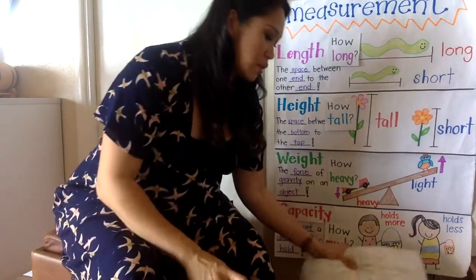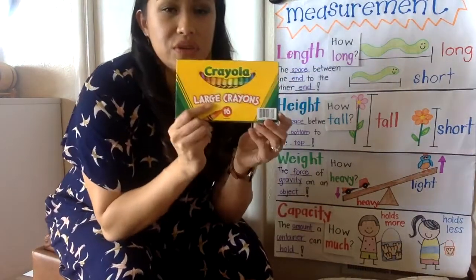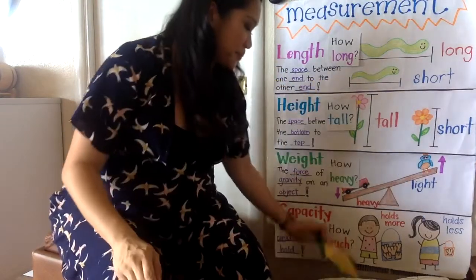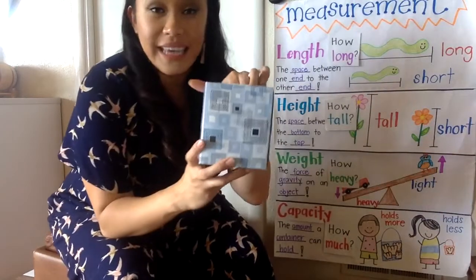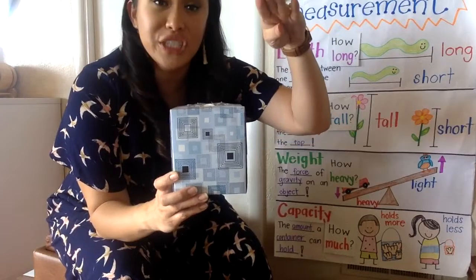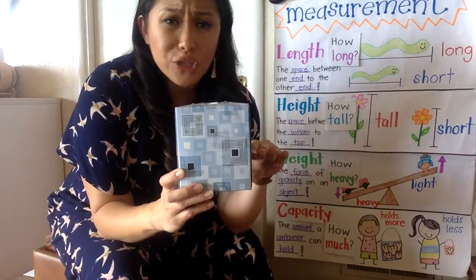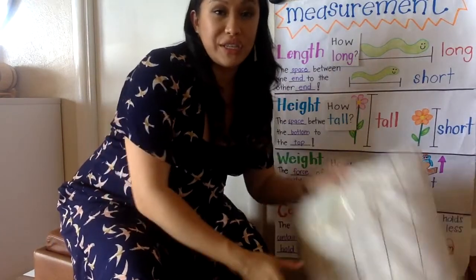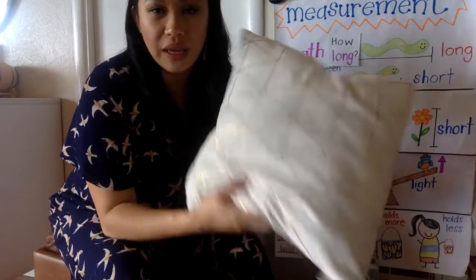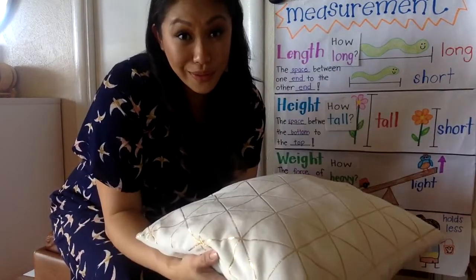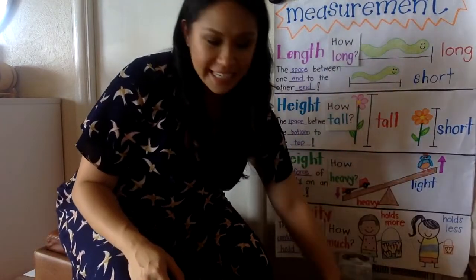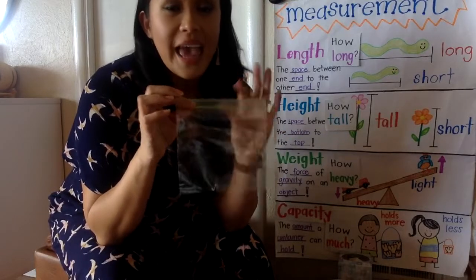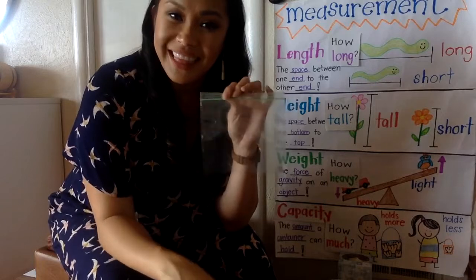Okay, we're going to go over it one more time. The one for length is I want you to find two things that are longer than the crayon box and two things that are shorter than the crayon box. For height, I want you to find two things that are taller than the tissue box and two things that are shorter than the tissue box. For weight, I want you to find two things that are heavier than this pillow and two things that are lighter than this pillow. And for capacity, we're gonna find two things that hold more than this sandwich bag and two things that hold less than this sandwich bag.